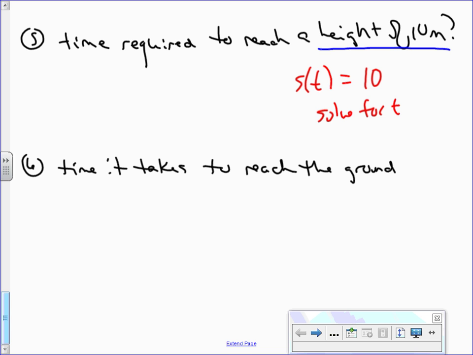Time it takes to reach the ground. Okay, what does reach the ground mean? Zero what? Position, velocity, or acceleration? Position. This means position is 0. So you take the position and you set it equal to 0 and you solve for t. Other questions?